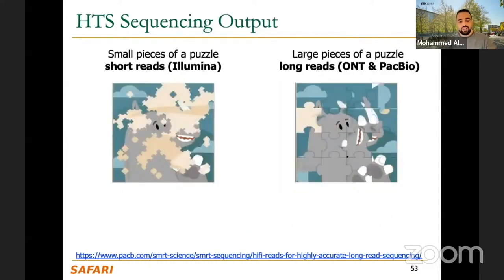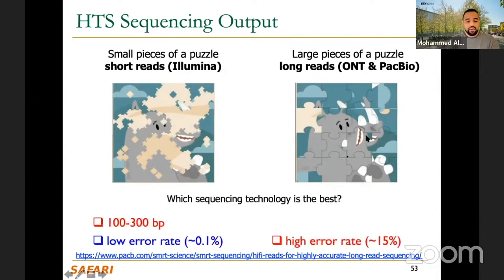Now, the question remains whether we want to go for short reads or long reads. Of course, if you are solving a puzzle, you're always looking for larger pieces, right? That will make your job easier, so you can solve the puzzle quickly. However, as you can see in this picture, larger pieces in DNA are not necessarily easier, because you will have more sequencing errors. So you might get the picture wrong at the end, as you can see the mouth over there and so on. And these are the main differences between the two technologies.